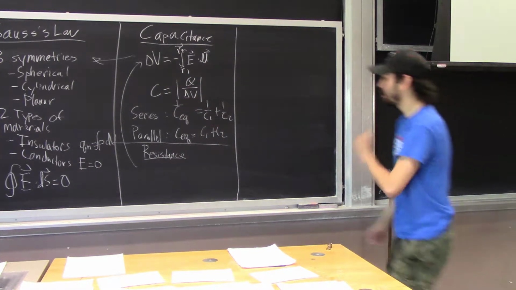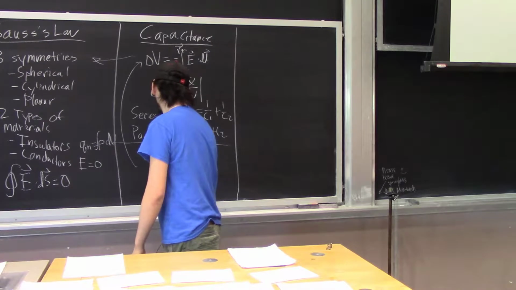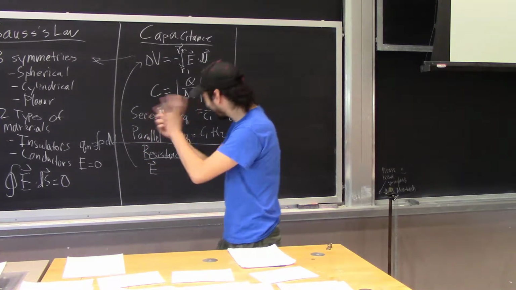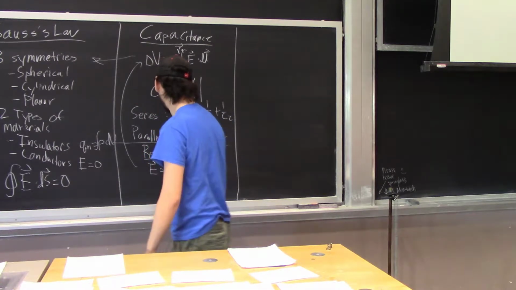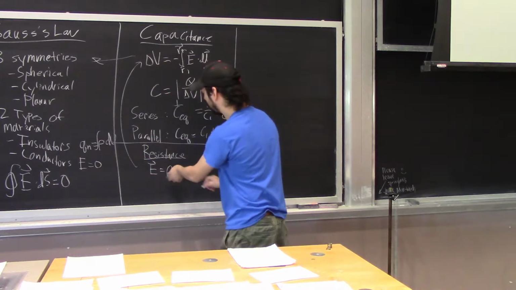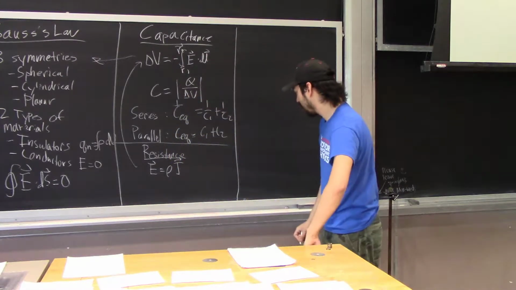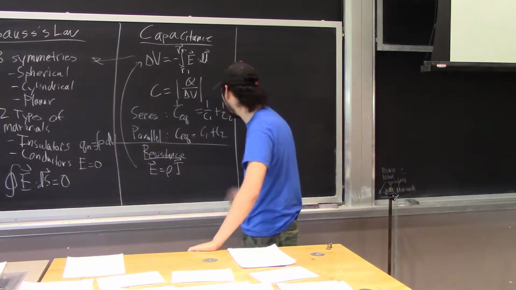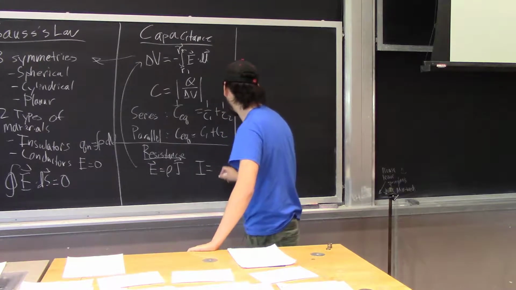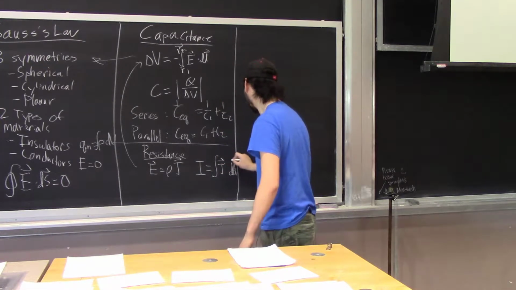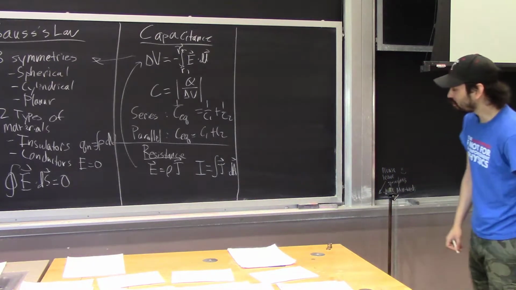We also said that inside some conductor that's not a perfect conductor, but one that has some resistivity, the electric field is going to be equal to rho times J, where J is the current density vector, and we can relate the current density vector to the current by saying that the current is equal to the flux of the current density vector. Okay?